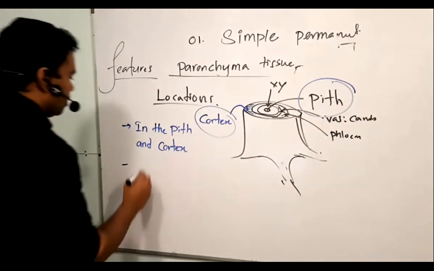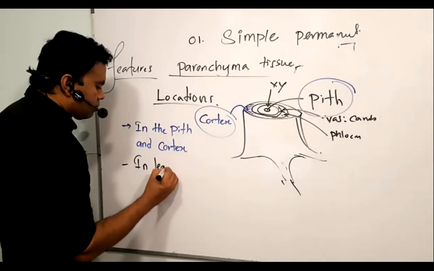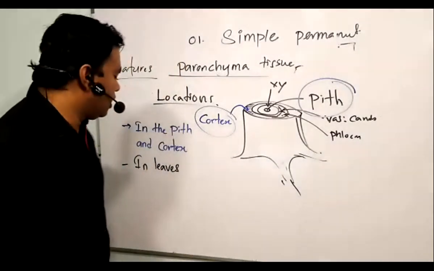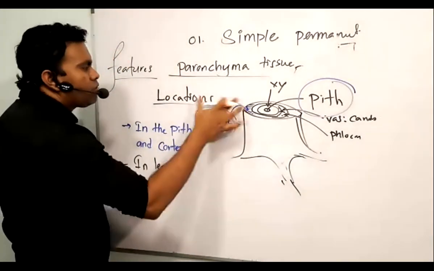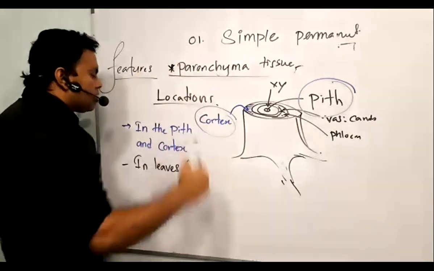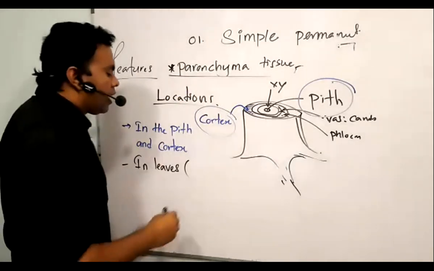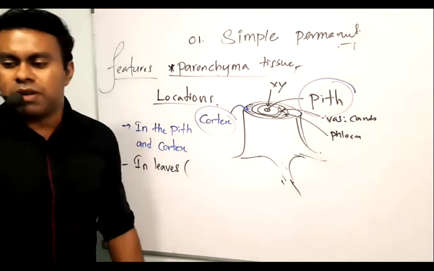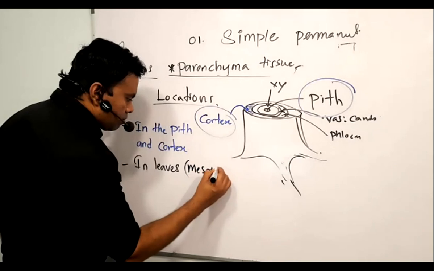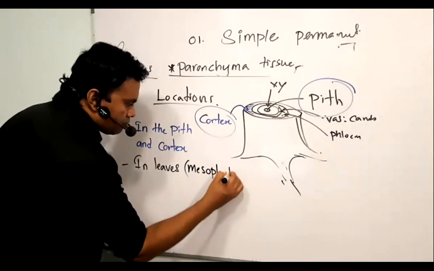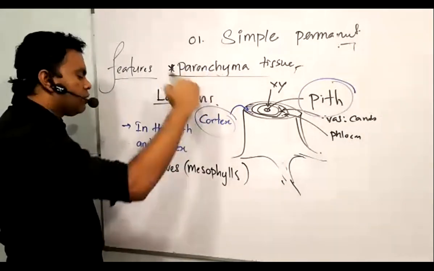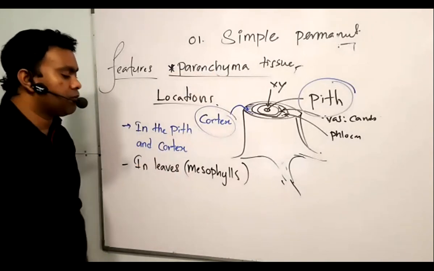Next, in leaves. Another day I will draw a plant leaf and show it nicely. There's a name for these parenchyma cells in leaves. We call them mesophyll cells. Okay, when these parenchyma cells exist in leaves, we call them mesophyll cells.